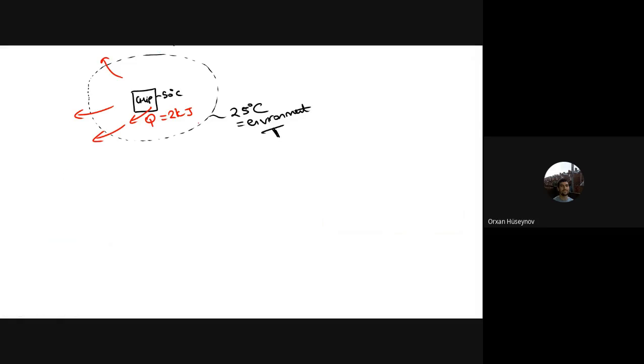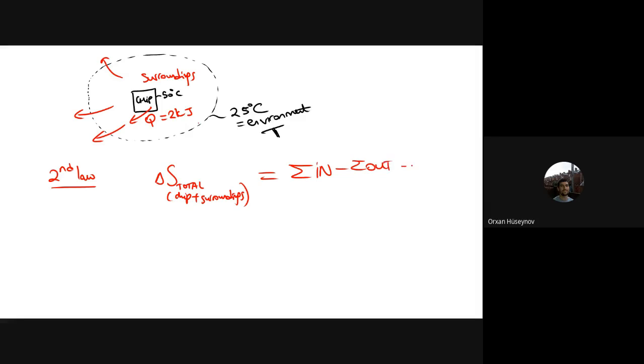Now I will write the second law for these two components here. So second law again, it will be that delta S of the total here. Total means that chip plus this part. Let me call it the surroundings. Chip plus surroundings will be equal to in minus out plus the generation.